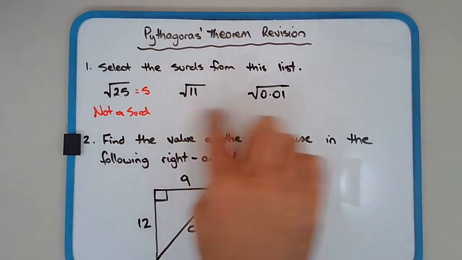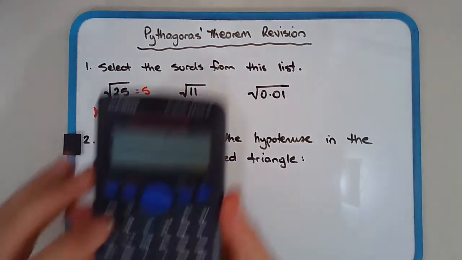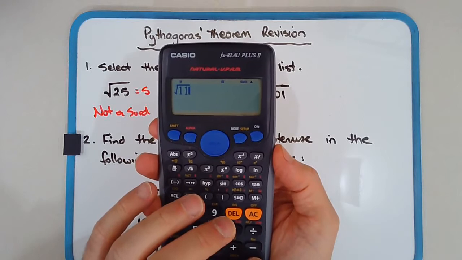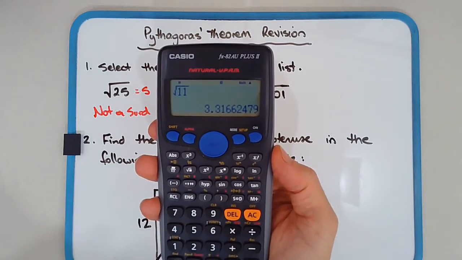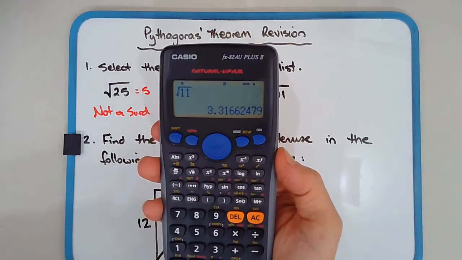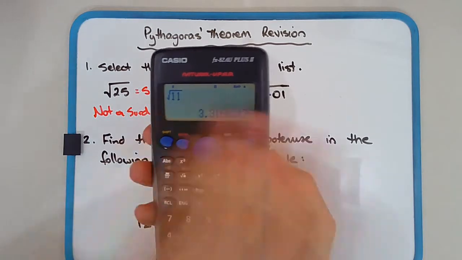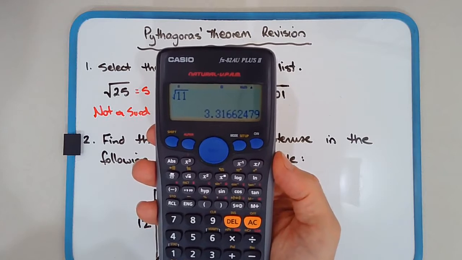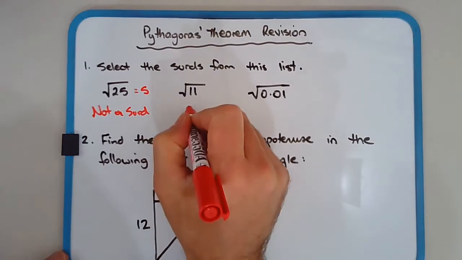What about square root of 11? Okay, let's try that one and see what we get. Let's see if we get a nice number or we get a horrible looking decimal that goes on forever and ever. We seem to get a decimal here that seems to go on, and there's no pattern to it. So it's not a well-behaved decimal, this one. So this one is a surd.